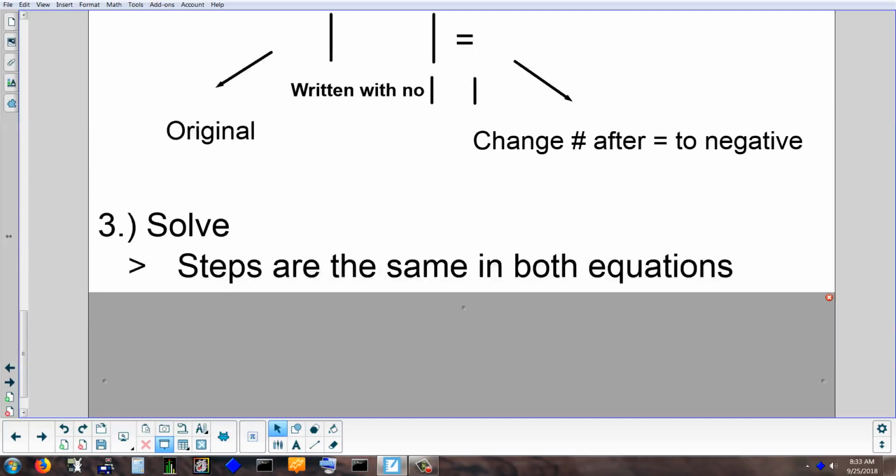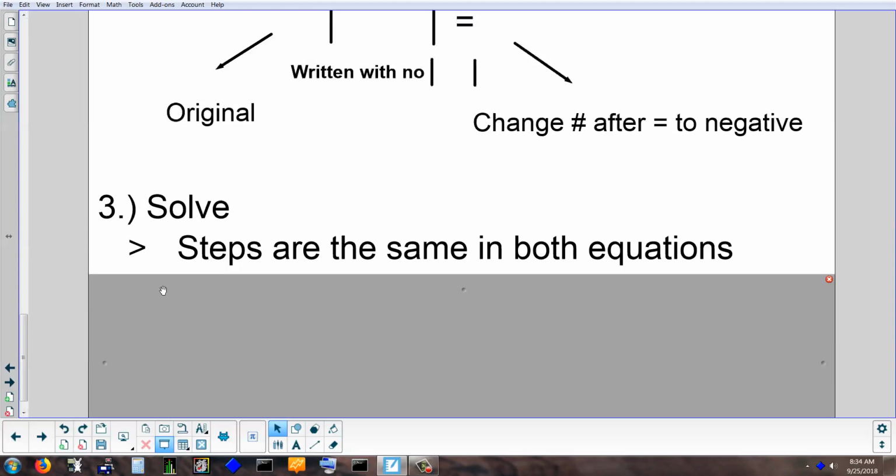The steps you do in this equation are going to be exactly the same as the steps you do for this equation. Whatever you do first over here is what you're going to do first over here. If you minus 2 over here, you're going to minus 2 from both sides over here. The only thing is your number here, when it equals, will be different because it's going to be negative. You're not going to get the same answer, but the steps will be the same.